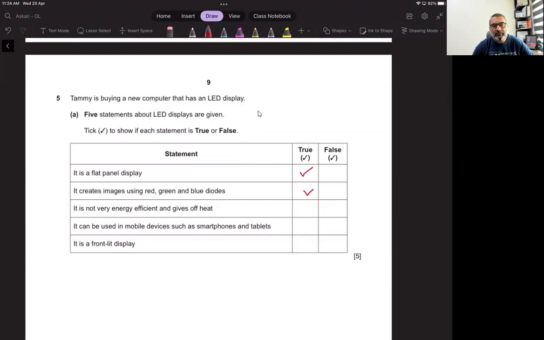It is very energy efficient, because it is using light emitting diodes. It can be used in mobile devices. Yes, it can be. It is front lit. No, it is backlit. The light comes from behind.